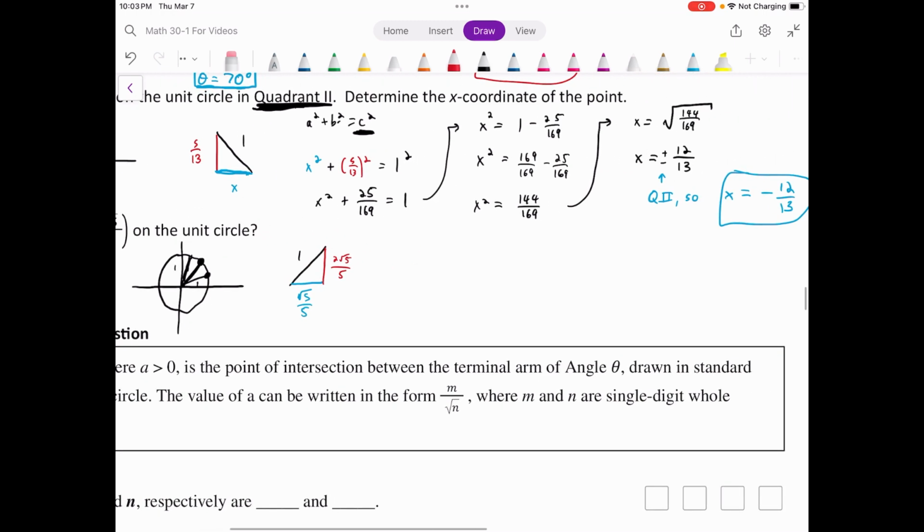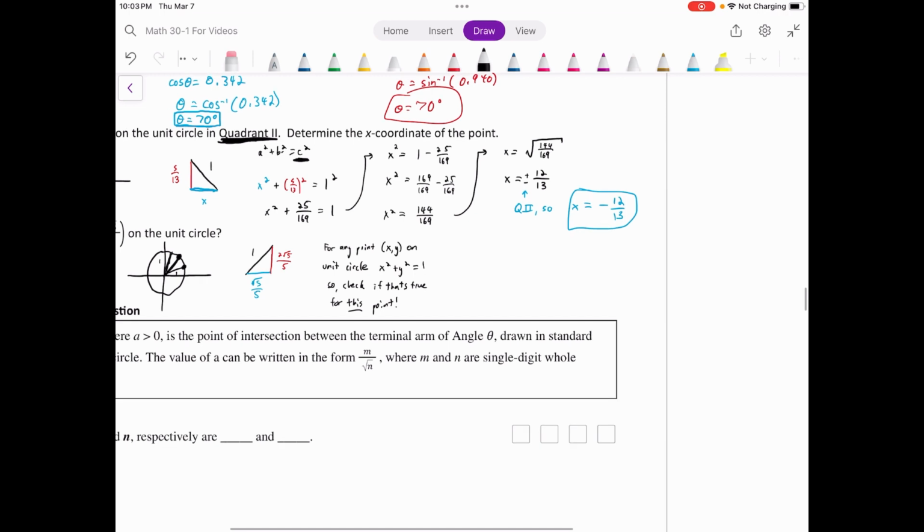We know anywhere on the unit circle, I should say for any point x, y on the unit circle, because of what we just talked about there, x squared plus y squared equals 1. So check if that's true for this point, right? That's how we can check if this is on the unit circle.